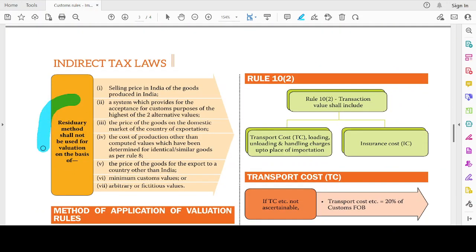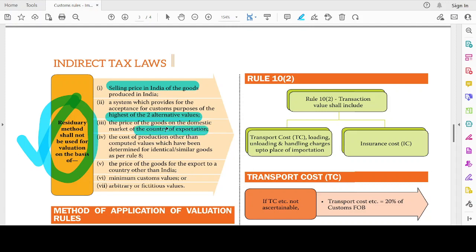Now, the residual method cannot be applied for valuation on the basis of, see, this is an important question because it's going to be a theory question, just a 4 mark question, right? The selling price in India of goods produced in India. I cannot apply the residual method for goods manufactured in India. Then a system which provides for the acceptance for customs purposes of the highest of two alternative values. Whenever there are goods for which the highest value is taken, we have taken the lowest value, right? In some cases there will be the highest value, and for that the residual method will not be taken. Then the price of the goods on the domestic market of the country of exportation. I cannot determine the value based on the price of the goods in the country of export.